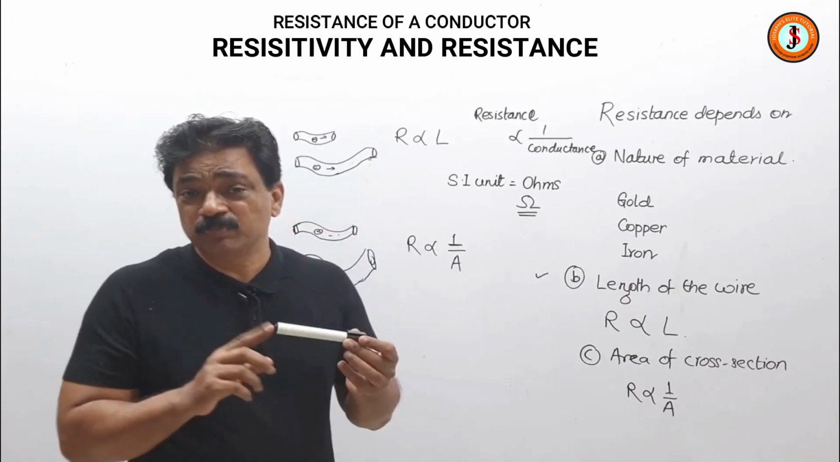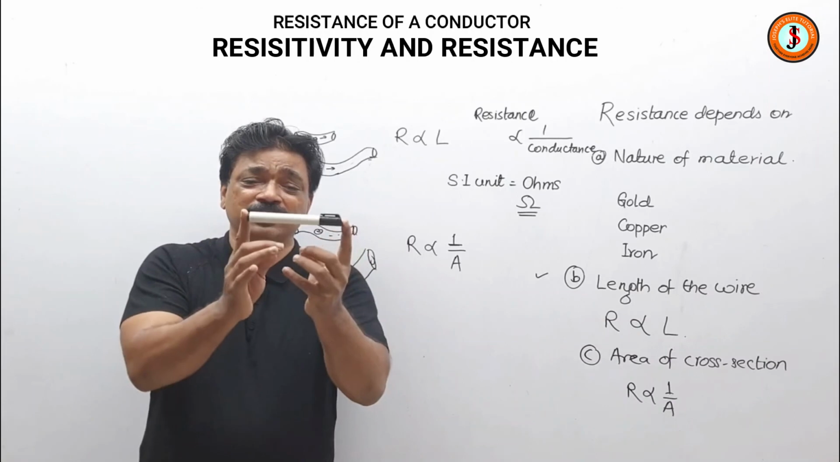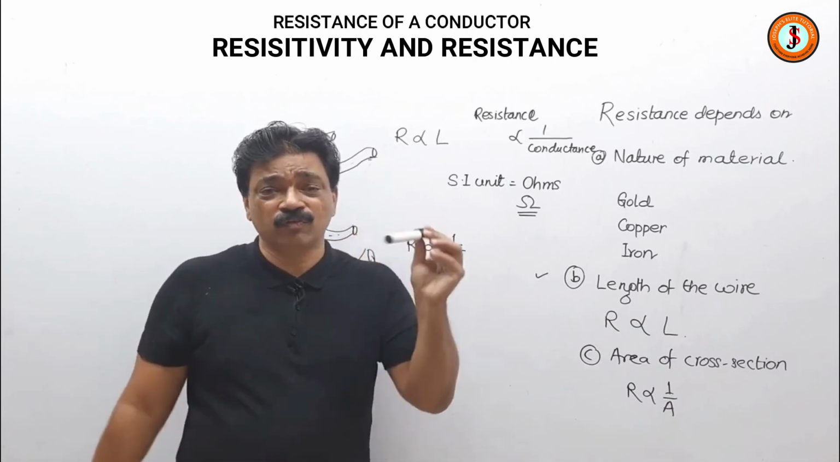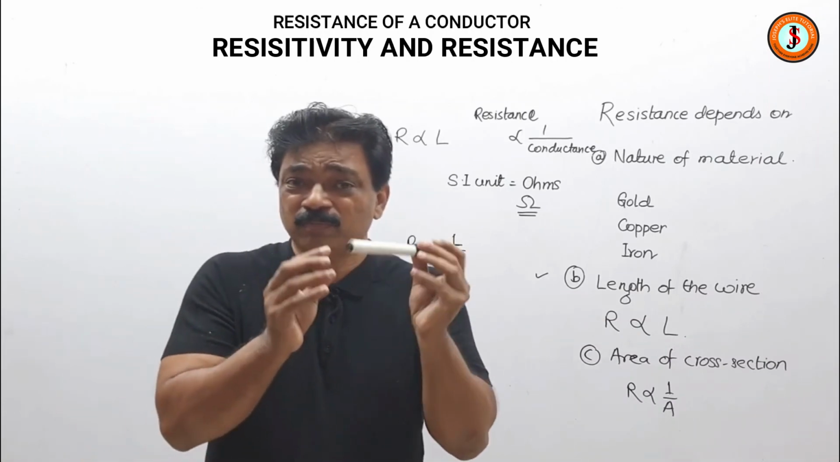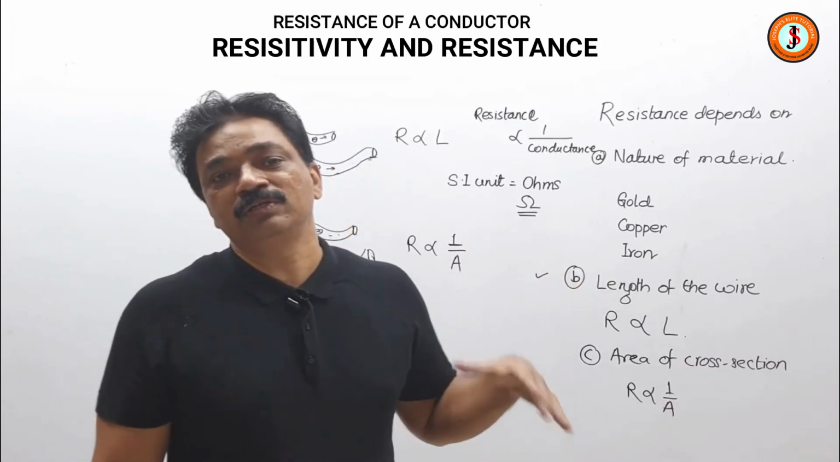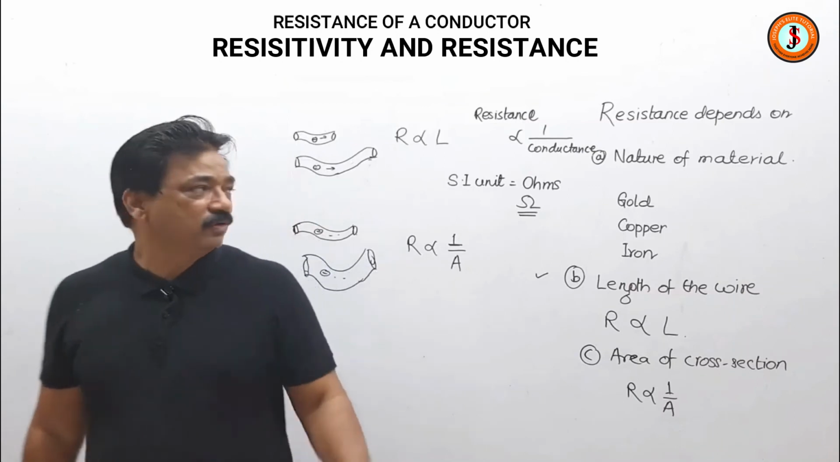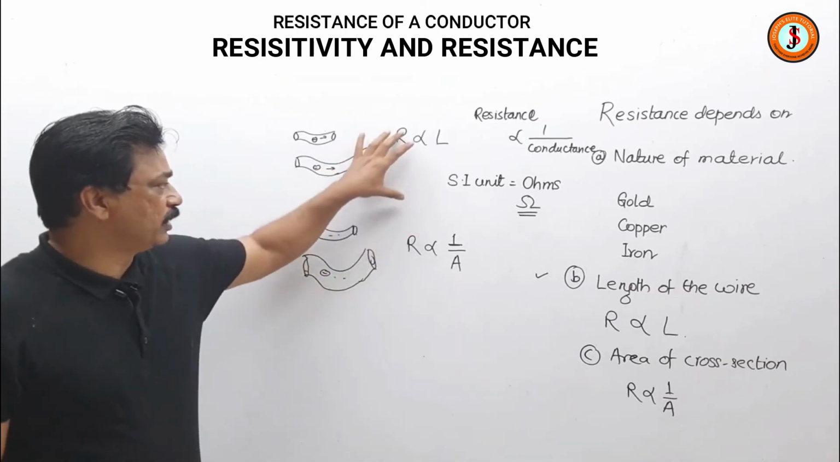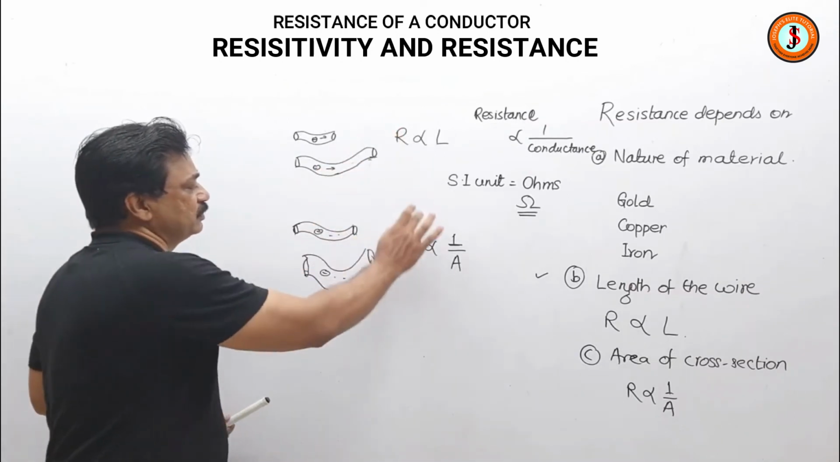So what did I say? Suppose the resistance of this wire, this length and this thickness, is 4 ohms. The same length of wire, but half the thickness, will be 8 ohms. That means the thinner the wire, the more is the resistance. Now I have got two proportionality relations. This is number 1 and this is number 2.